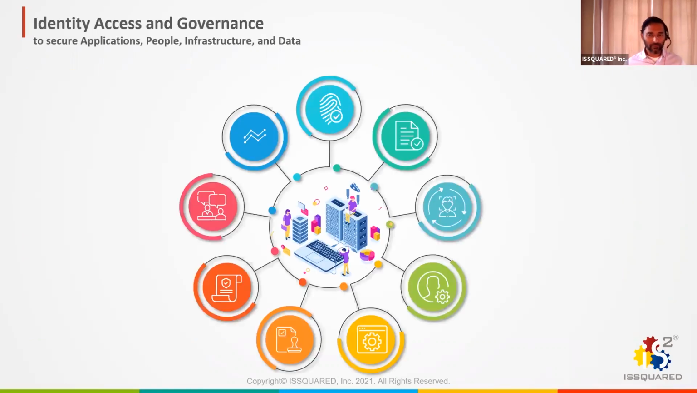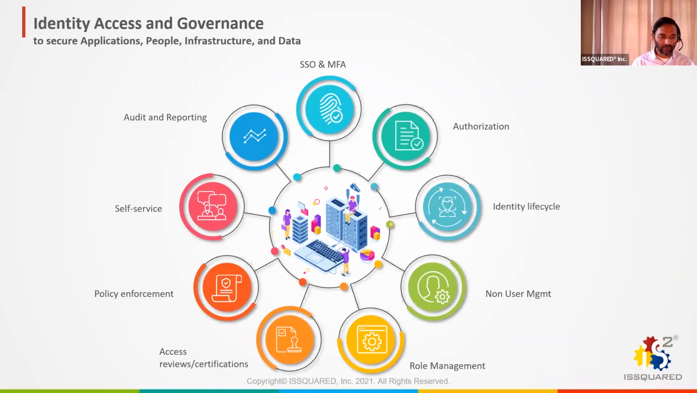So when we talk about identity governance, what is it that we see from an ISSQUARED point of view? Now, if you talk to someone else, even on this call, if you talk to Neville, he will probably have a different view. This is the perspective of one person over the other, but as a rule of thumb, we can all agree that when we talk about identity and access governance, it's not just one piece. There are a lot of different pieces that make up identity and access governance.